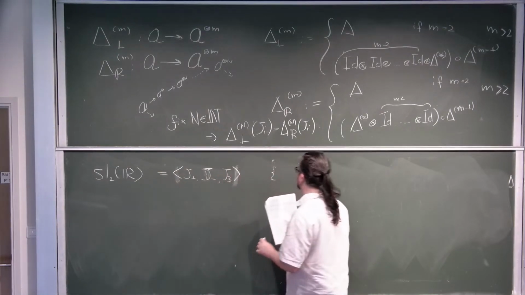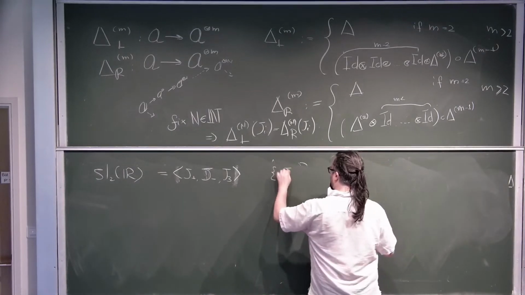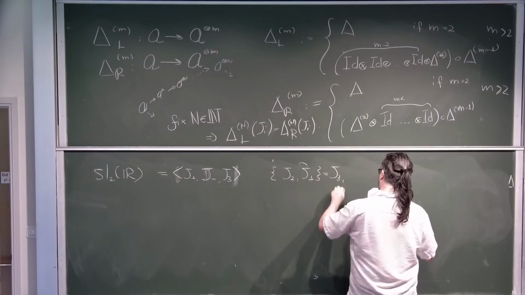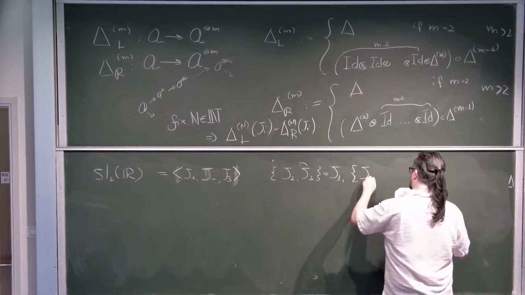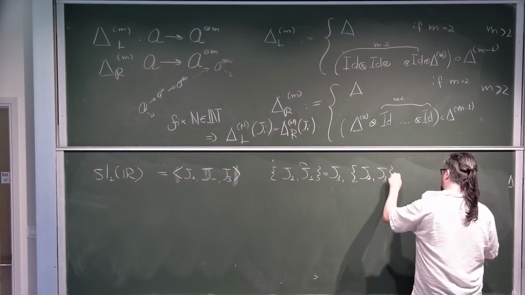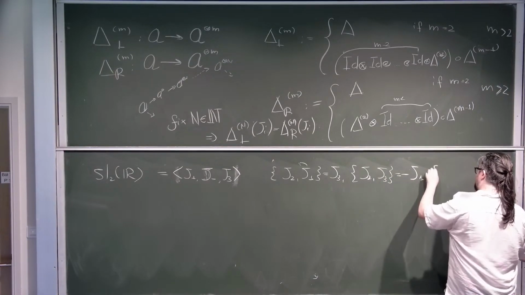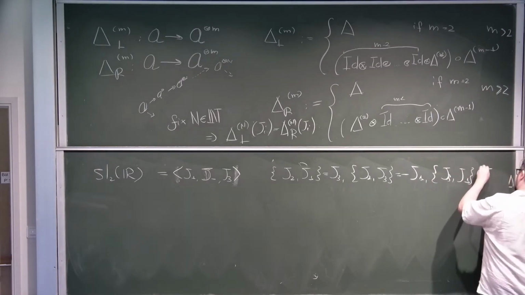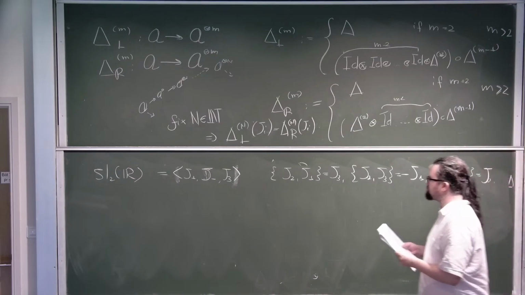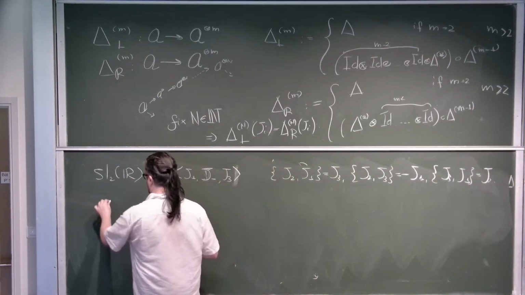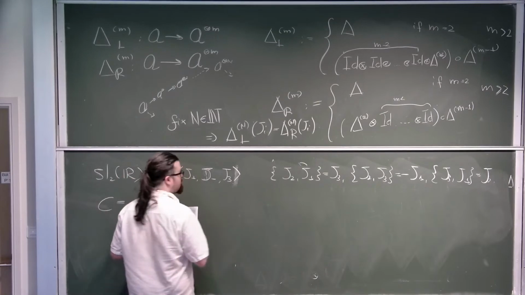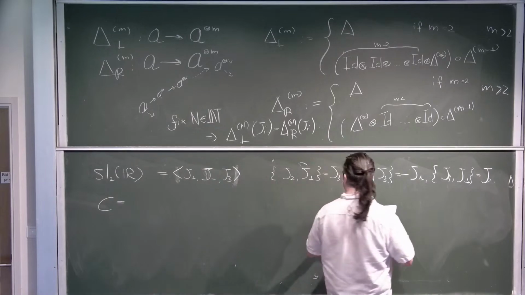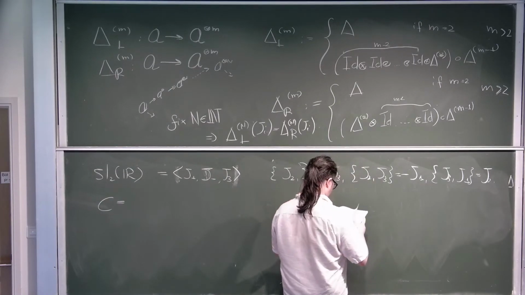First, I have the commutation relations. J2 J1 is J3, J2 J3 is minus J1, and J3 J1 is J2. So let this one be the Casimir. J2 and J1, do you mean J plus minus? Yes, sorry, of course.